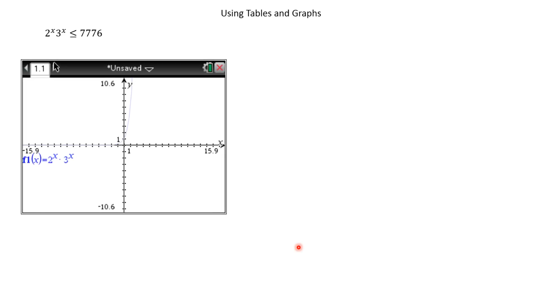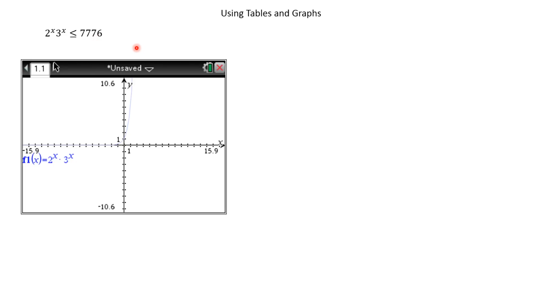So now, using tables and graphs, and this is where we're going to get to inequalities. If we have something like 2 to the x times 3 to the x is less than or equal to 7,776, how do we solve that? Use your graphing calculator. Graph it. If we graph it, we're going to get something that looks kind of like this. I know my calculator looks a little bit funny. It's a different kind of calculator. I'm on a different computer at the moment. But it's exponential, which we should expect. Well, it goes up pretty quick. Take a guess. What do you think that this x is going to be to get it to 7,776?